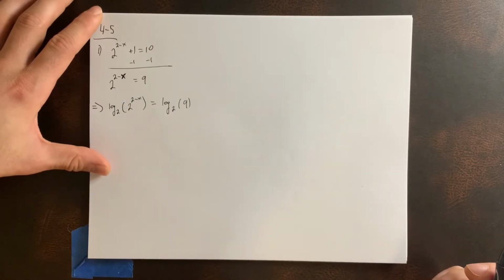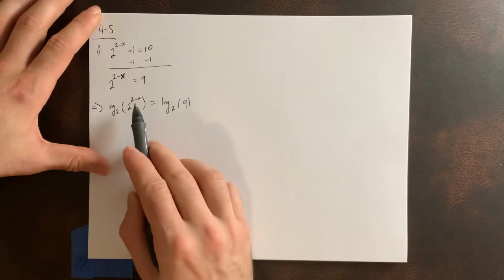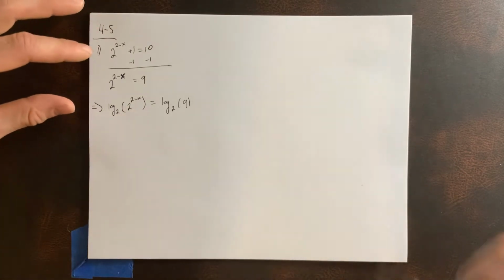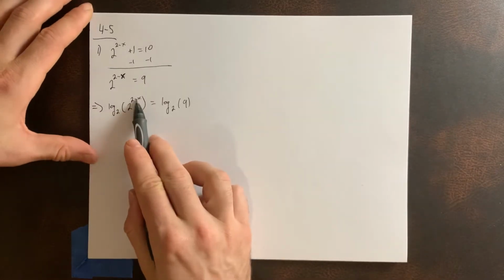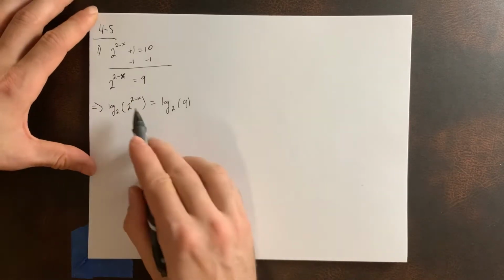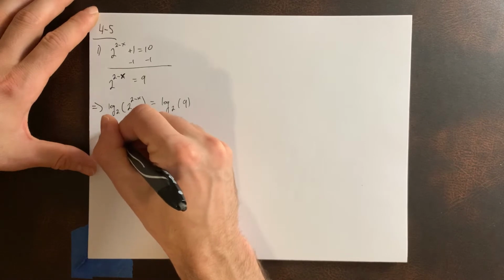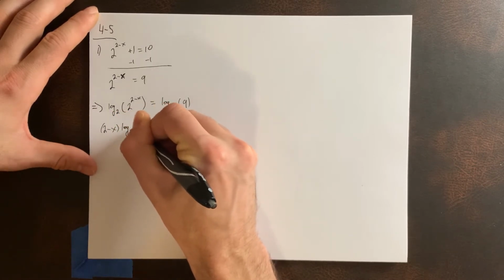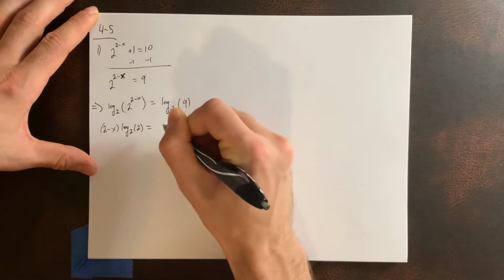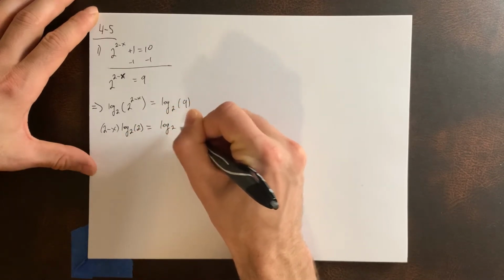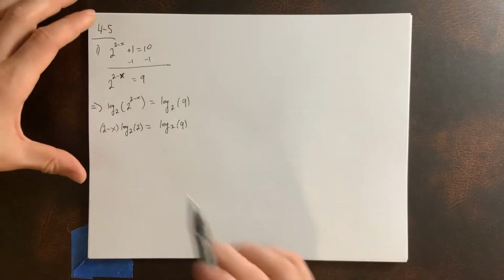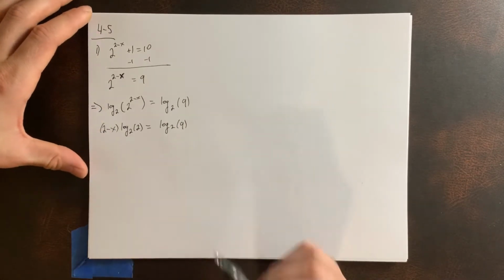And now we're going to use some of the log rules that we had. Here's a power, this 2 minus x. If you remember from the last class, if you have a power, we can write the power in the front. So we can bring this 2 minus x to the front, and then we have log base 2 of 2, equals log base 2 of 9. So now we see x is not a power anymore. x is down here with everything else, so that's good.